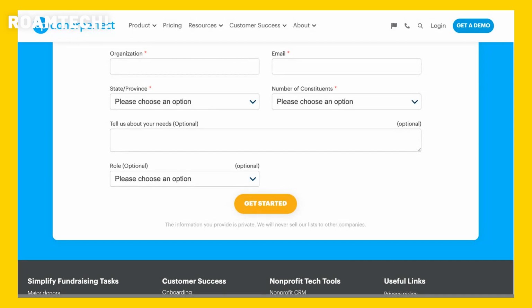Overall, I'm quite satisfied with DonorPerfect. It has streamlined my fundraising processes considerably and provided valuable insights into my donor base. That's my overview of DonorPerfect fundraising software.